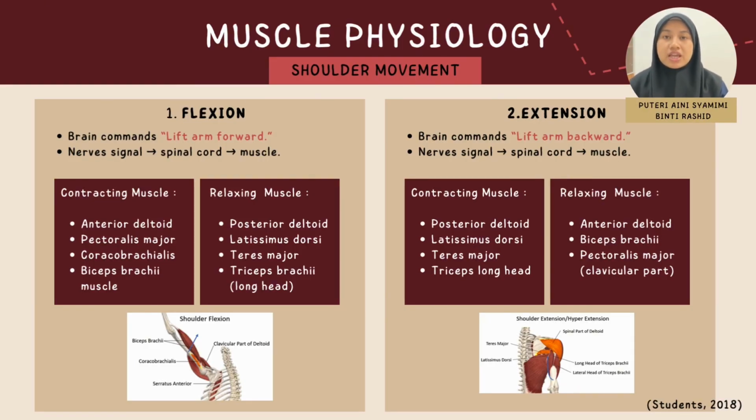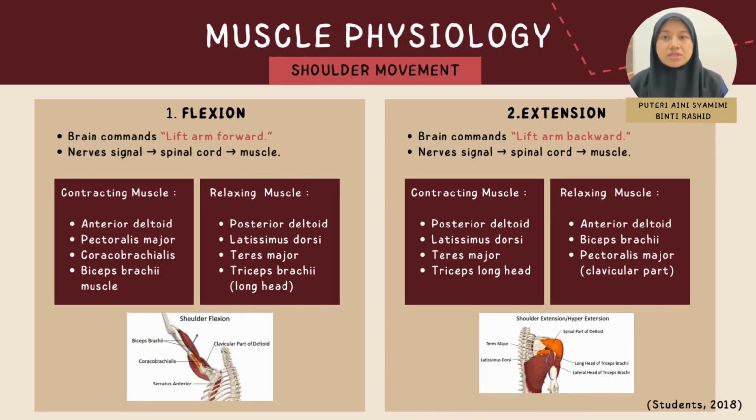The second movement is extension, which is the opposite of flexion. It is the movement of the arm moved directly behind the body, where the brain commands to lift the arm backward. The nerve signal from the brain reaches the spinal cord and then the shoulder muscle. During extension, the contracting muscles are the posterior deltoid, latissimus dorsi, teres major, and triceps long head.